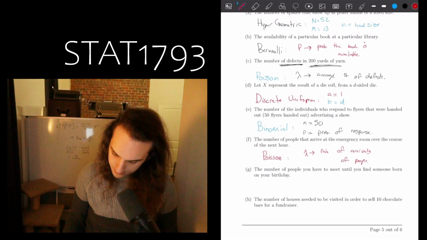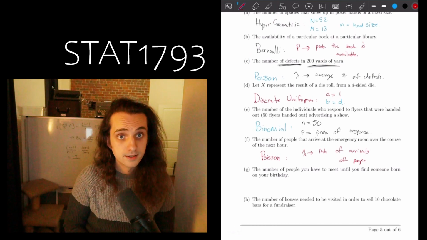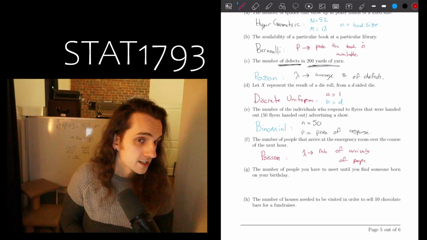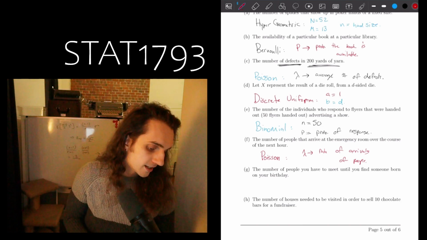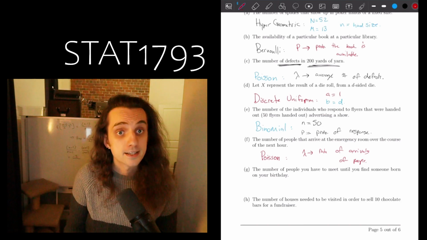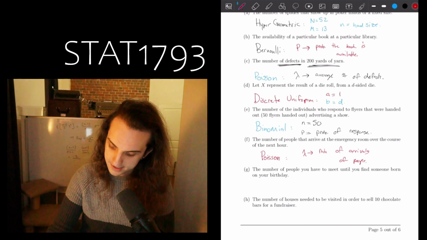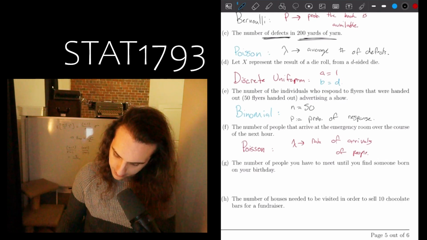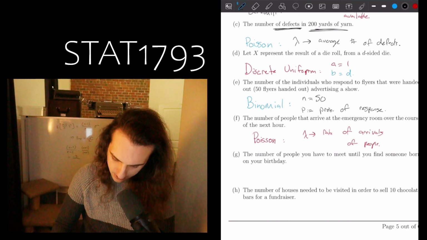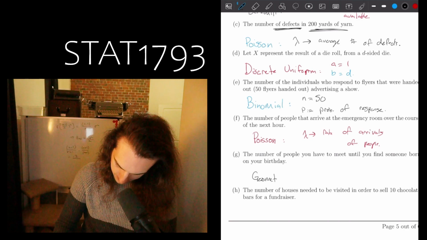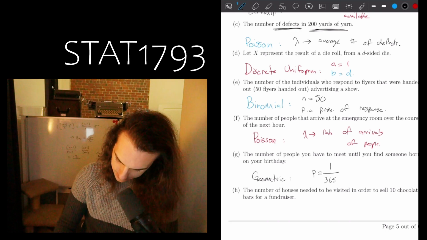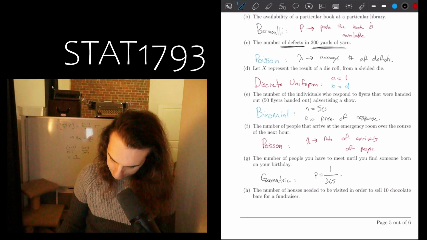The number of people you have to meet until you find someone born on your birthday, right? So what are we thinking about here? Well, if we think that each person's birthdays are roughly independent of each other, there's going to be a 1 in 365 or a 1 in 366 chance of them being born on your birthday, right? And so what we're doing is we're counting up how many times do we have to meet people until we get a success, right? How many trials does it take until there's a success, where success is defined as someone having your same birthday. Anytime we're counting up trials until a success, this is going to be a geometric, right? And so geometric here is going to have a parameter of p, which is 1 in, say, 365, assuming that each birthday is equally likely.